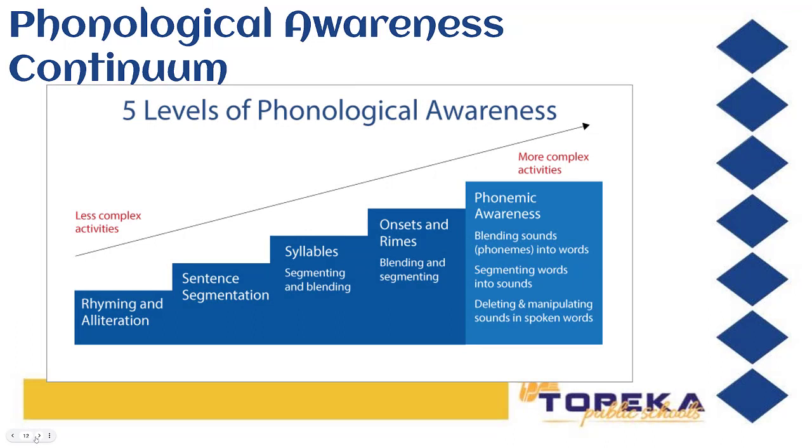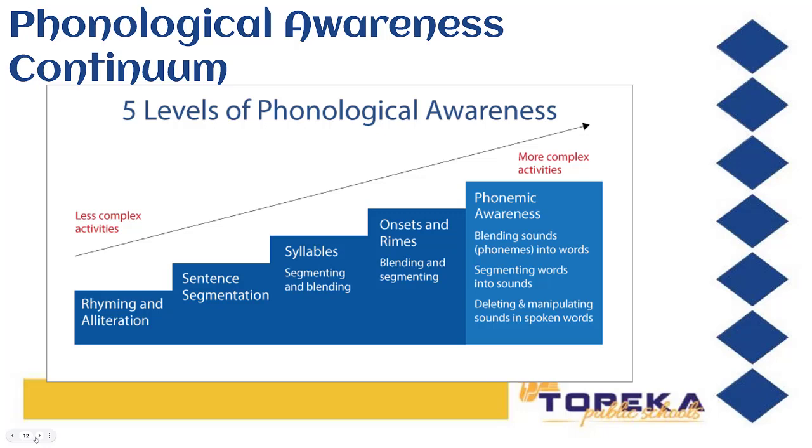On the screen, you will see a continuum of phonological awareness. Notice that the easiest element on the phonological awareness continuum is rhyming and alliteration. So those are our simplest skills. And notice that we become more complex. We get to sentence segmenting, knowing that a sentence is made up of words. I am hungry, that's 3 words. Syllables, blending and segmenting syllables within words. And then onset and rhyme is our next element.